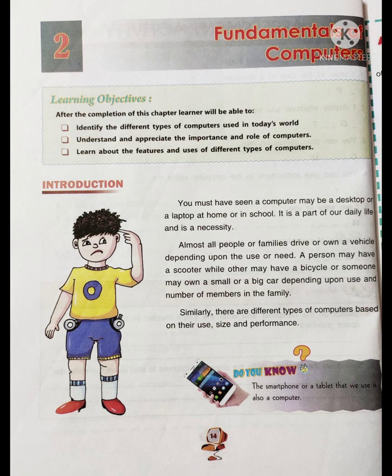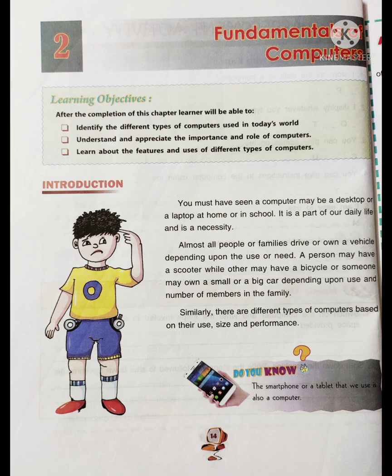So children, you must have seen different types of computers: smaller, bigger, which can be kept on the table, which can be kept on the lap, which can we hold in our hand. So these are the different types of computers. We are going to discuss them. Firstly, read, do you know? The smartphone or a tablet that we use is also a computer. Yes, the smartphone which your mother or father is having is also a type of computer, as we can do all the things which we can do in the computer.